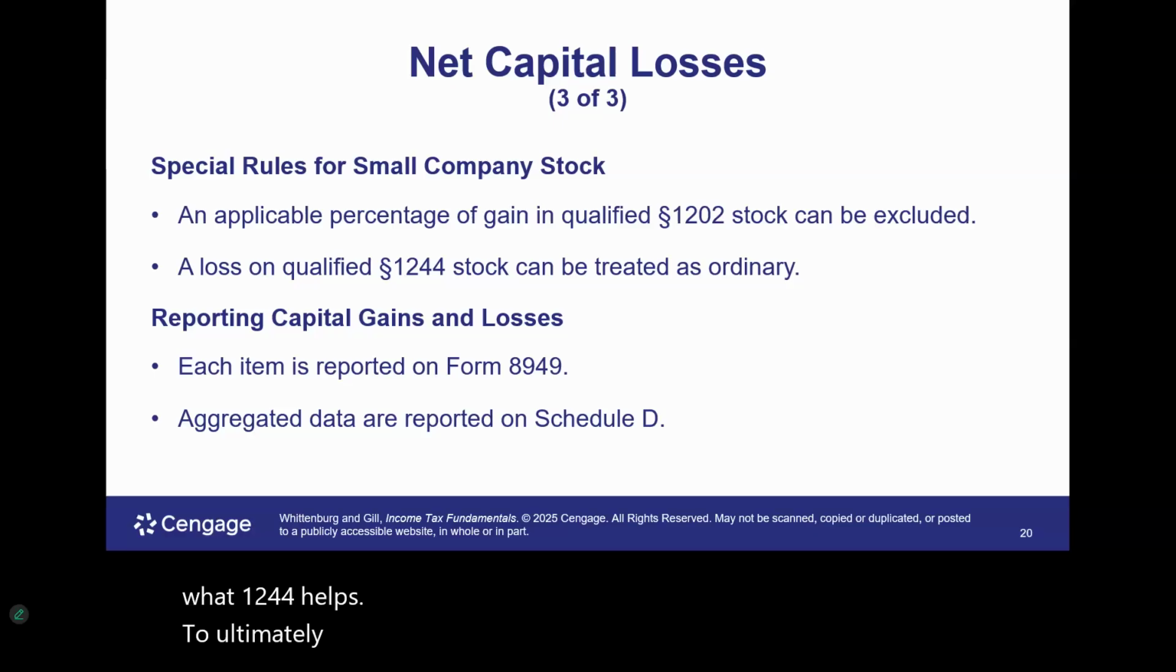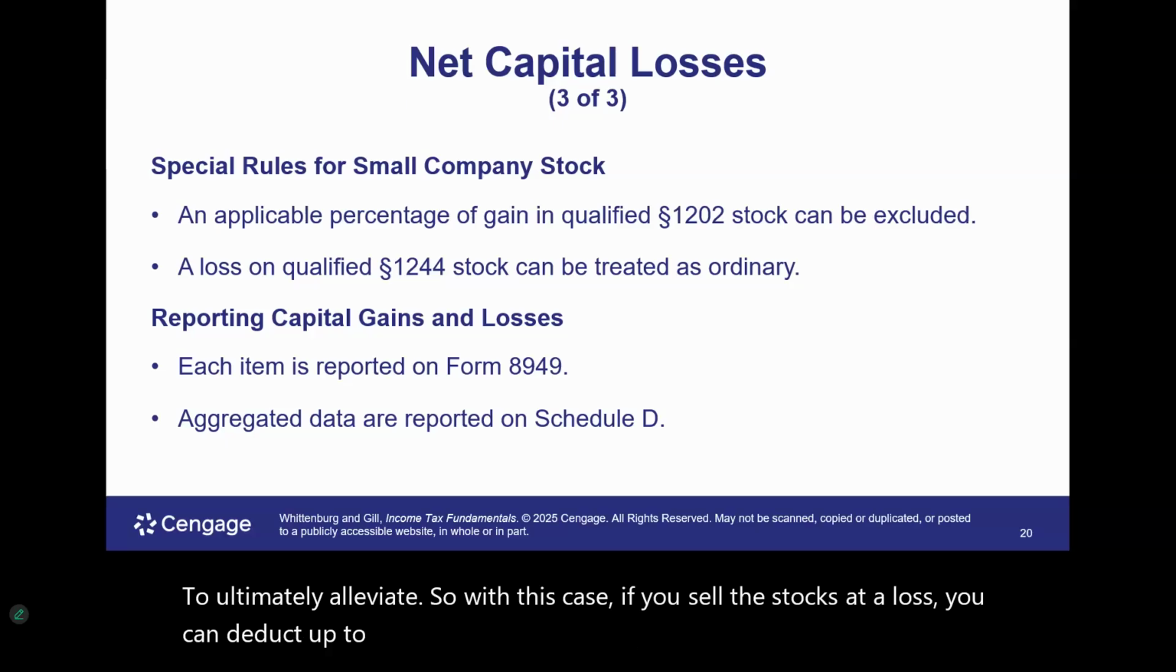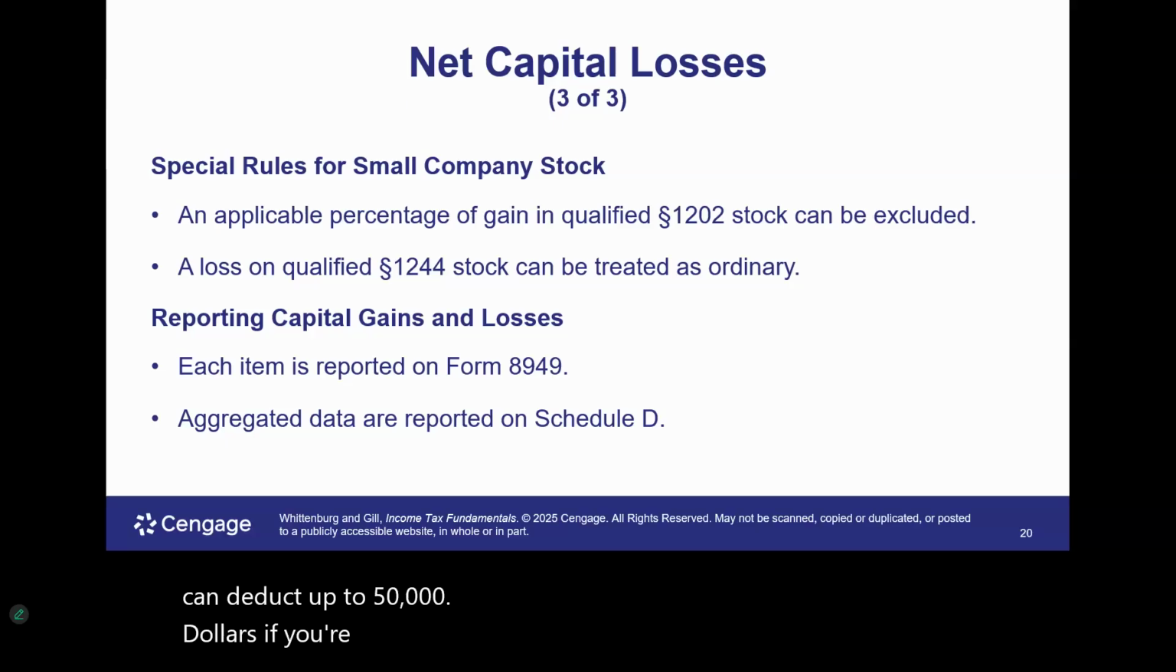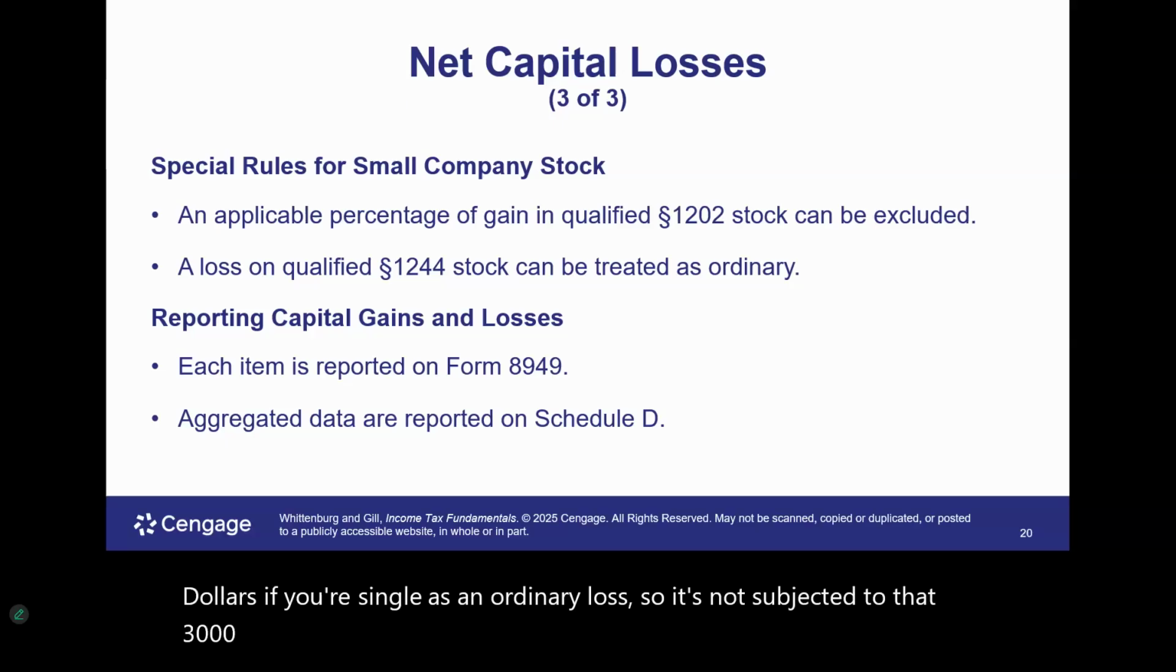So in this case, if you sell the stock at a loss, you can deduct up to $50,000 if you're single as an ordinary loss. So it's not subject to that $3,000 rule. And if you're married filing jointly, $100,000. So these are some really great areas of tax law.